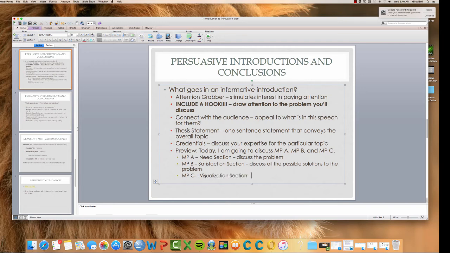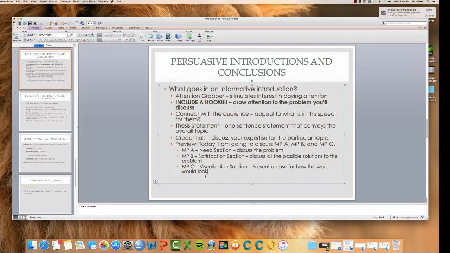And in the visualization section, this is where you present a case for how the world would look if we did something to solve the problem. And it also illustrates how the world would look if we did nothing. So in this section, you're presenting the best and worst case scenario.